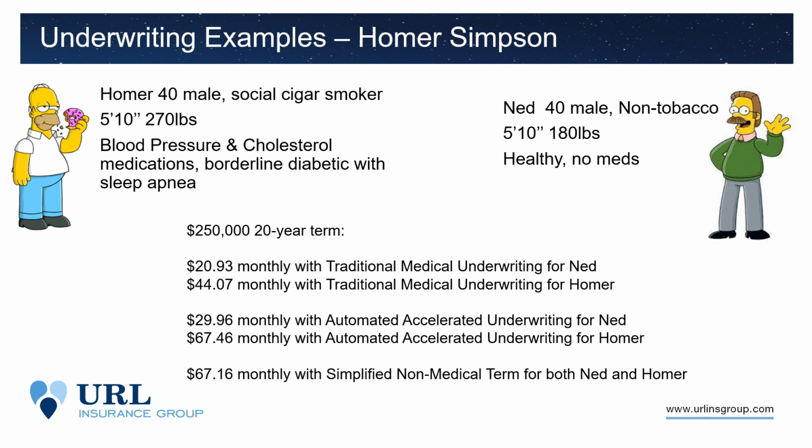We're going to use an example from The Simpsons, with Homer Simpson and his neighbor Ned Flanders, using these different underwriting processes. Let's look at Homer. Let's assume he's a 40-year-old male who's a social cigar smoker, 5 feet 10 inches tall, 270 pounds. He's got some blood pressure and cholesterol medications. He's borderline diabetic with sleep apnea.